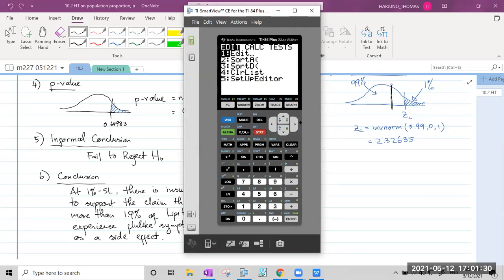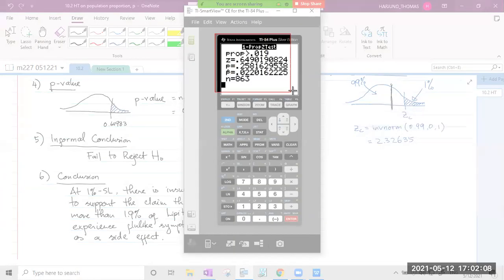Go to Stats, Test, 1-PropZTest. The constant we use in the null hypothesis is 0.019. The sample number of incidences is 19 of 863 people. And we are testing the right tail. Okay, let me screenshot this and put it in our notes.